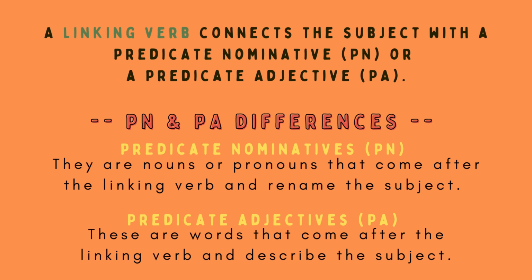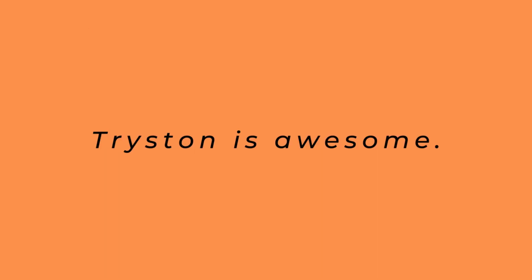The predicate adjective, these are going to be words that come after the linking verb, and they are going to describe the subject. Key there, they describe the subject. Now we're going to get a little practice with our new sentence patterns, our SVLPA. We're going to look at the sentence: Tristan is awesome. So, we're going to start with labeling, and then we will diagram our sentence. So you can write this down, or you can just follow along and do it along with me.